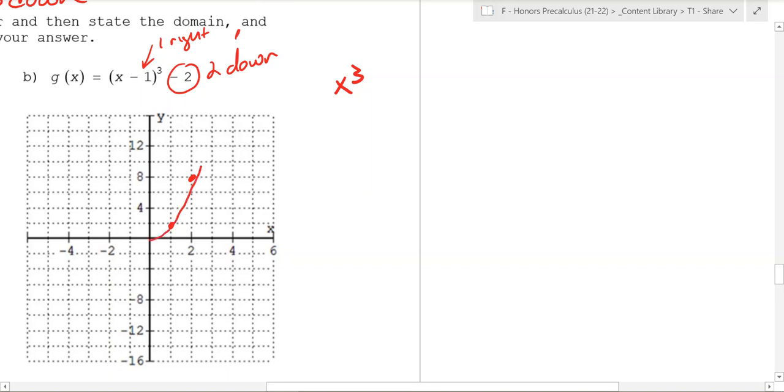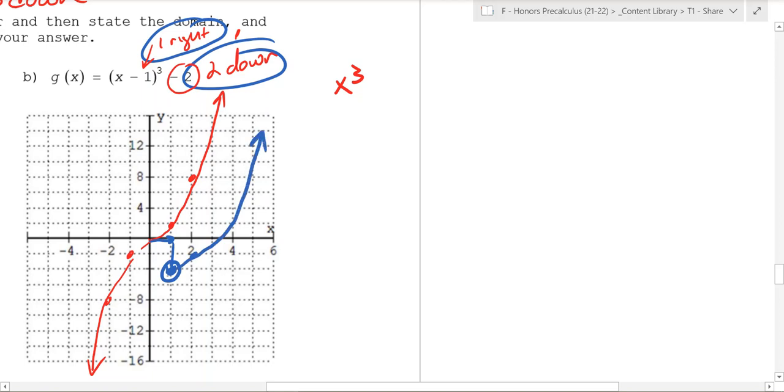So you end up with this as your base graph, like so. And then you just move it 1 to the right and 2 down. It's the same shape, but now it's centered around here. So you end up with this graph. You like my curve? It's pretty good.